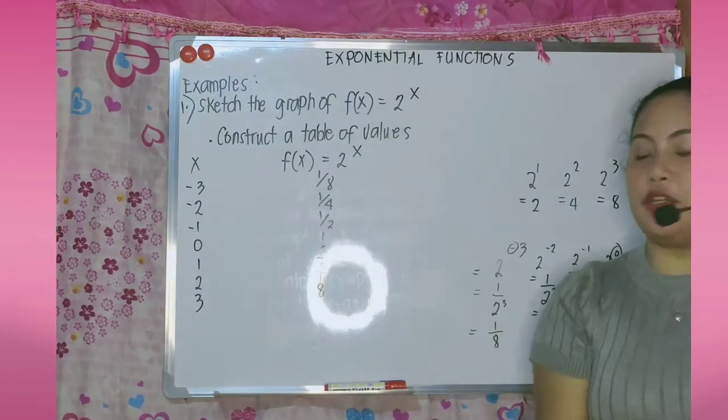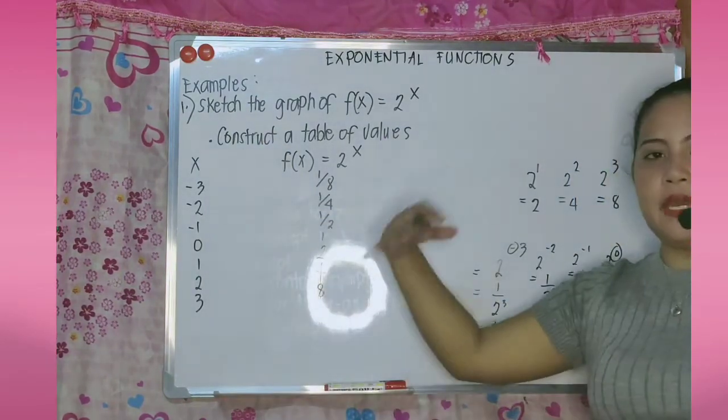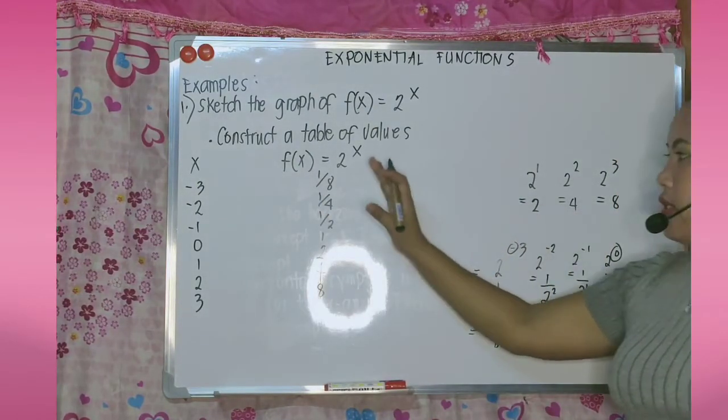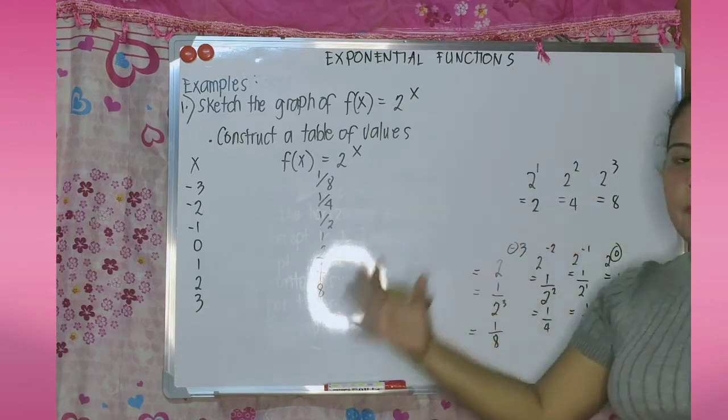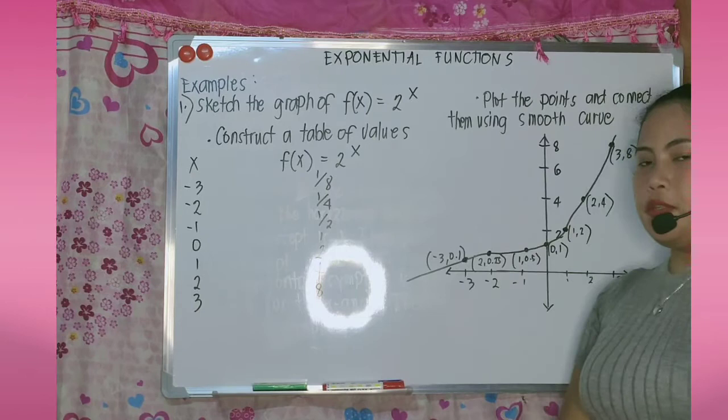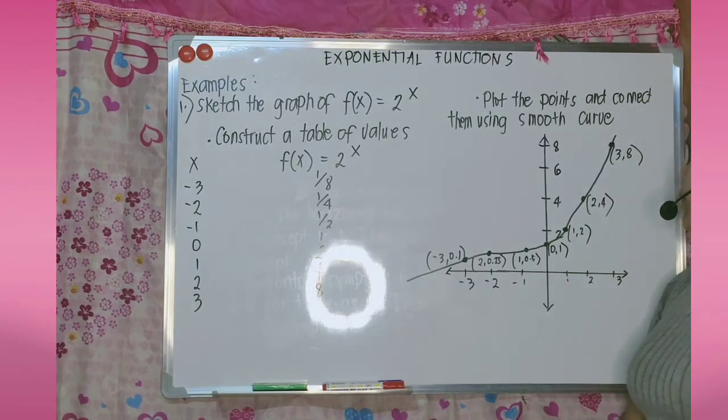Again, kayo po bahala kung anong gagamitin yung mga value dito. Basta mayroon negative, 0, then sa baba is positive. Okay? So, after constructing a table of values, we're going to plot the following points using the Cartesian coordinate plane. So, let's proceed to our next step. So, we're going to plot the points and connect them using a smooth curve.